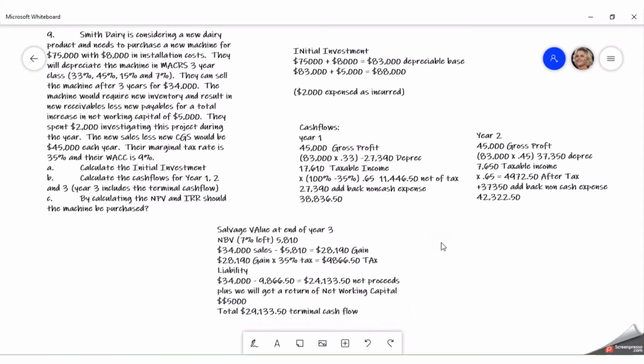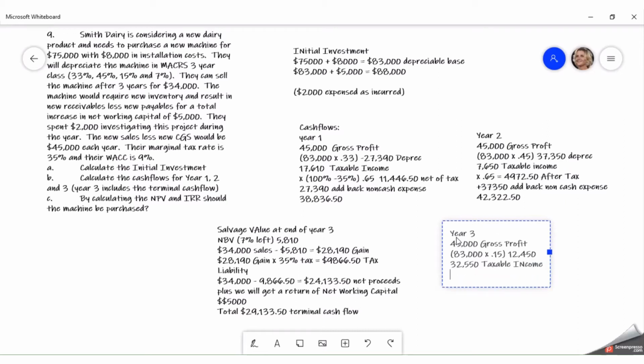So then if we come over here and now we do year 3, we've got same thing, $45,000 of gross profit. We've got our 3rd year of depreciation, so the $83,000 times the 0.15. And that gives us $12,450. We subtract that from our $45,000. That gives us $32,550 as our taxable income.